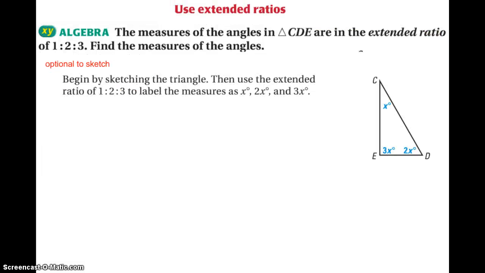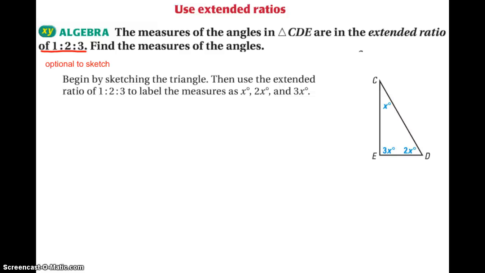All right, the last way we're going to be using ratios is by using extended ratios. So the measures of the angles in triangle DEF are an extended ratio of 1 to 2 to 3, and we need to find the measures of the angles. So one option we have is to create a sketch. So if you need a sketch, you can use one. If you don't, that's okay.